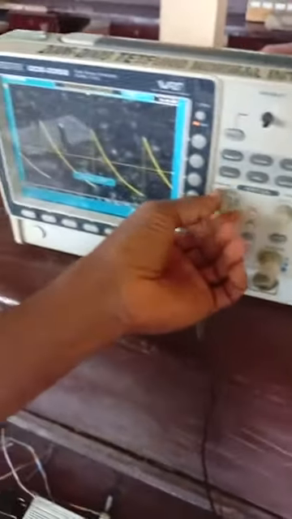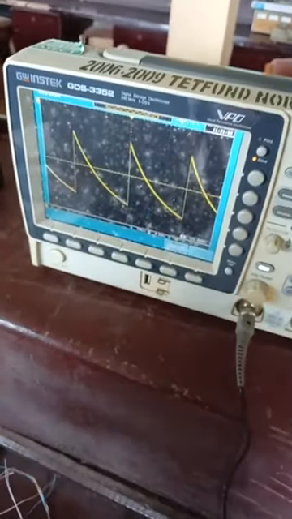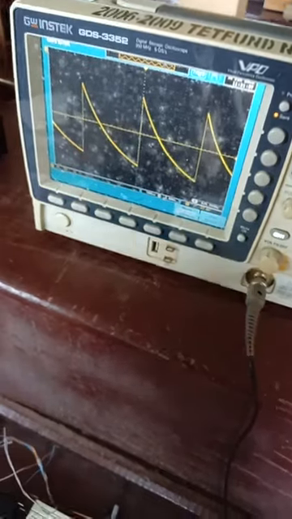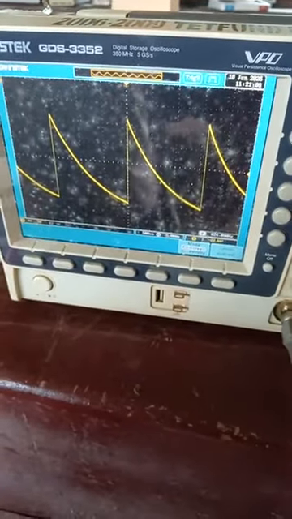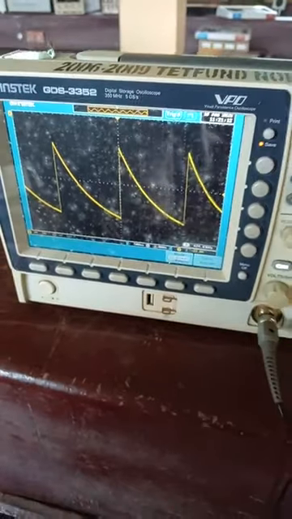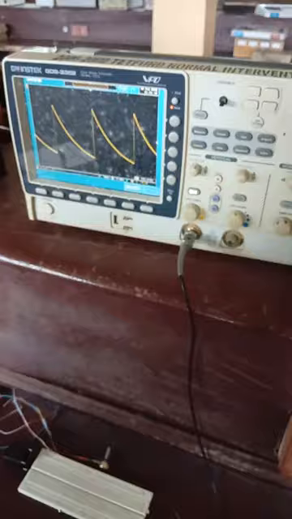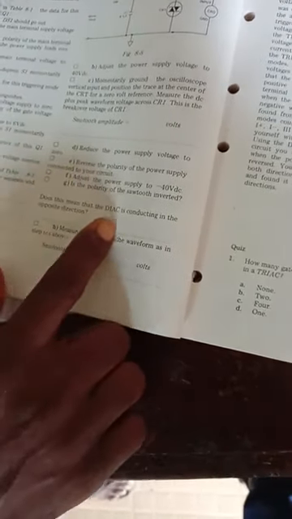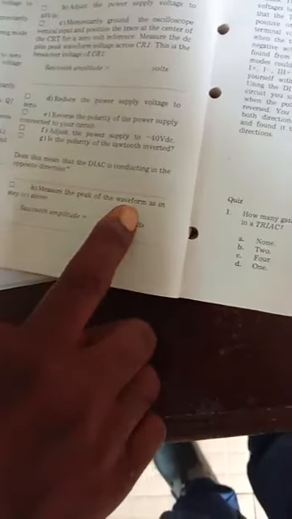Can you see now? You can see that the waveform has been inverted. That's what we get when we interchange the terminals. So we have reversed the polarity of the power supply and adjusted it. Is the polarity of the sawtooth inverted? Yes, you can see from the screen it's inverted. Does this mean that the diac is conducting in the opposite direction? That's it. It means that the diac can conduct in both directions.